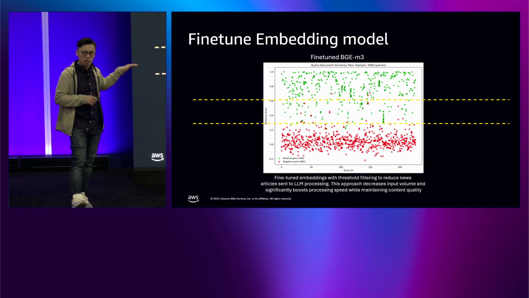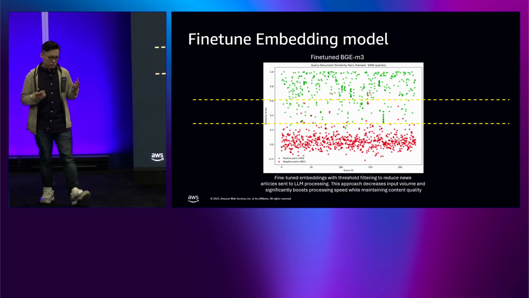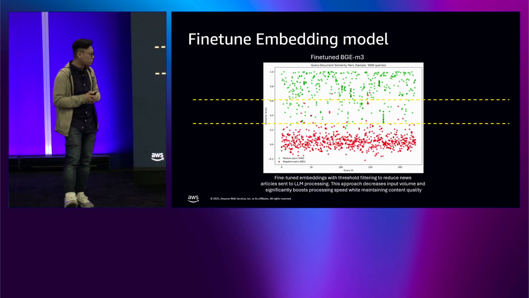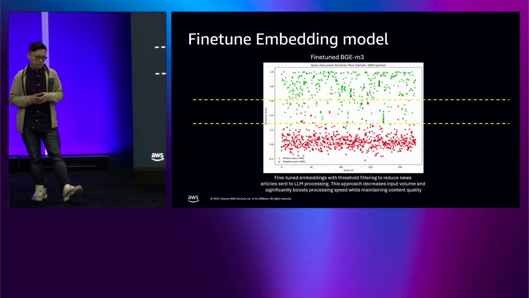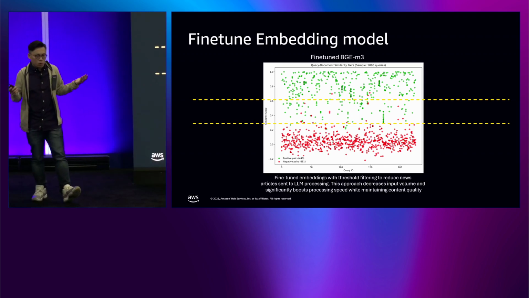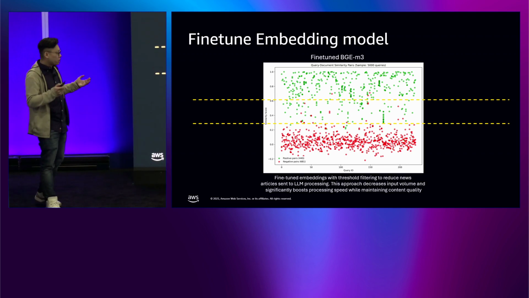There's a clean separation between 0.3 and 0.6. So this is beautiful. We fine-tuned a tiny embedding model with just 560 million parameters. And for the LLM, you don't need to do any fine-tuning, just prompt engineering. This is the power of agentic architectures.